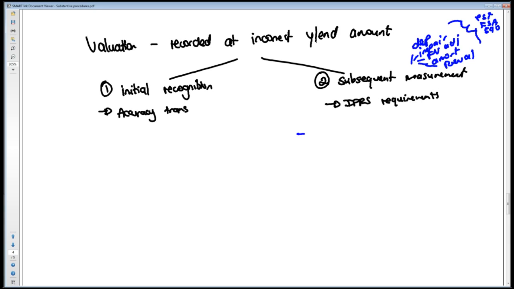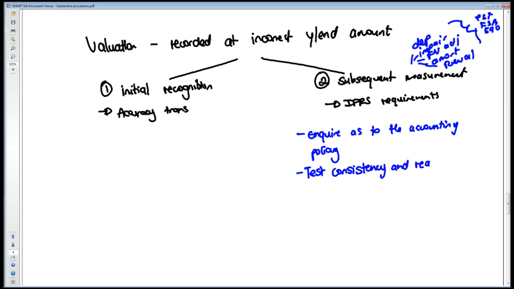You've got to understand that each company will have different policies. So my first step for testing subsequent measurements is always to inquire as to the accounting policy. What is the accounting policy? How do they depreciate? How do they amortize? What is the useful life? What is their fair value? And so on. Then, because they've given you it, you're going to have to test the consistency and reasonability.